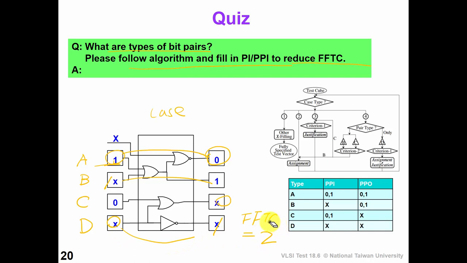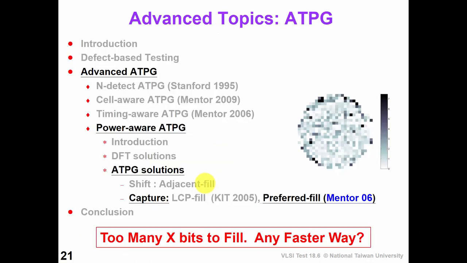Have you got it correctly? LCP fill is very time consuming. In reality, there are many unknown bits to fill in. Is there any faster way to do it? Let's now introduce a preferred fill proposed by Mentor.